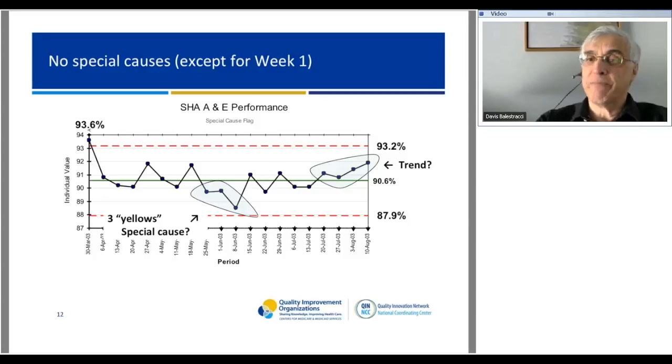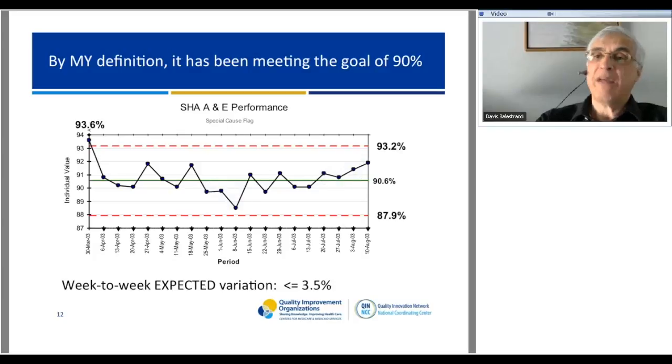And yes, no special causes except for the first week. And by my definition, it's been meeting the goal of 90%. Oh, yes, and one more thing. 1 week can differ from the previous week by as much as 3.5%, using the moving range calculation I showed you in the last video. So I'd find these 17 data points, find the moving ranges, find the median of them, multiply it by 3.865, and it turns out to be 3.5%.